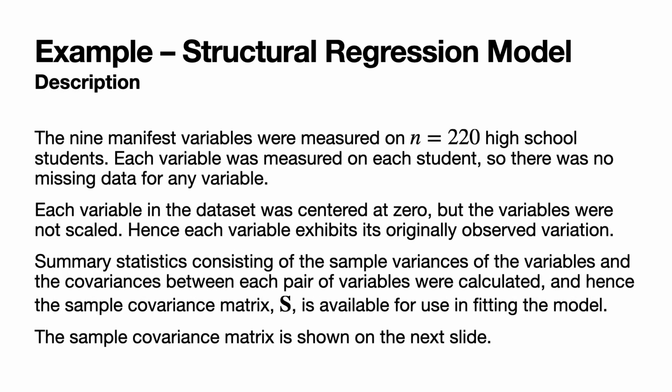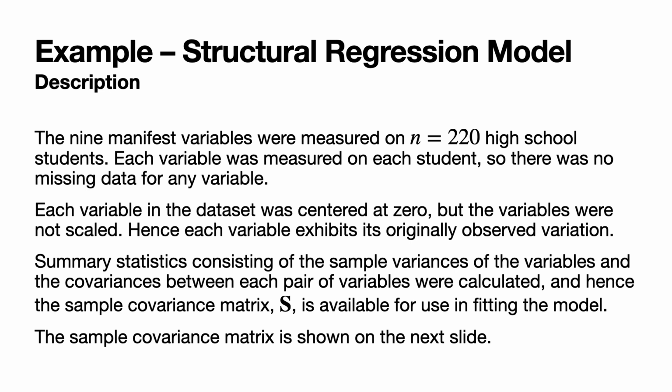The 9 manifest variables were measured on 220 high school students. Each variable was measured on each student, so there was no missing data for any of the variables. Each variable in the dataset was centered at 0, but the variables were not scaled. Therefore, each variable exhibits its originally observed variation.